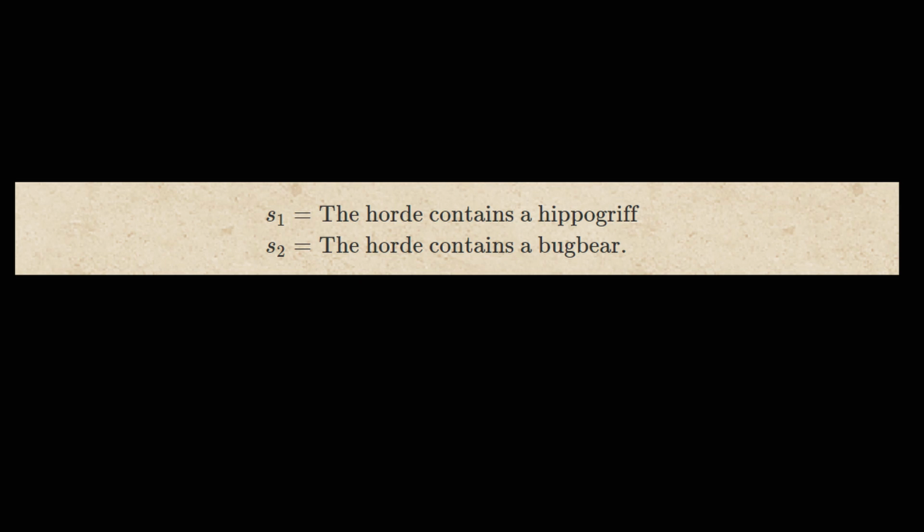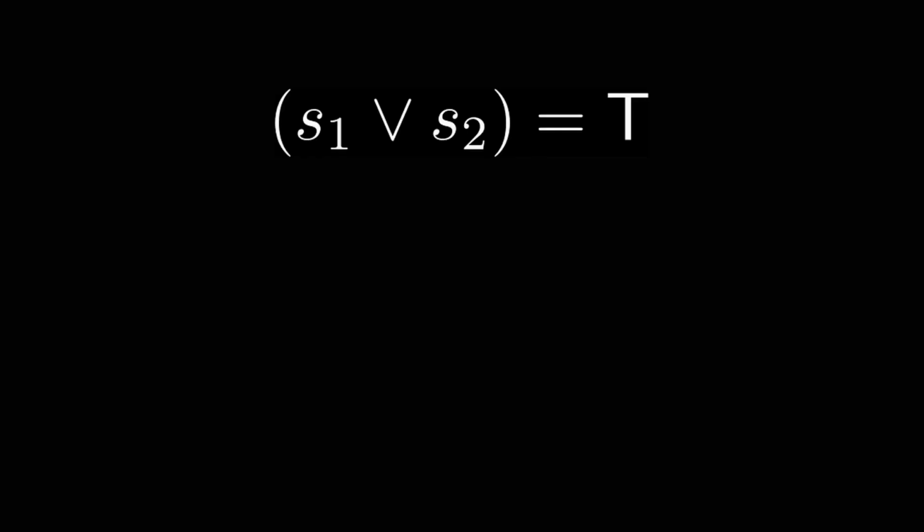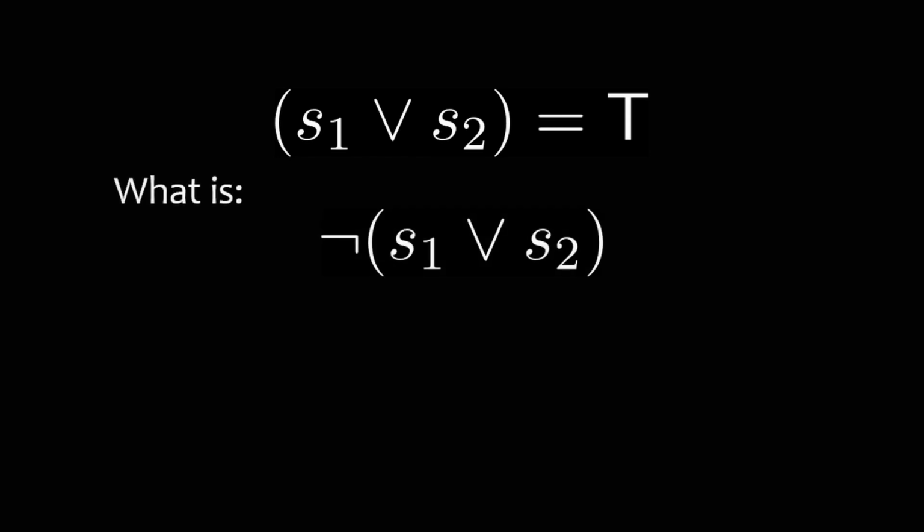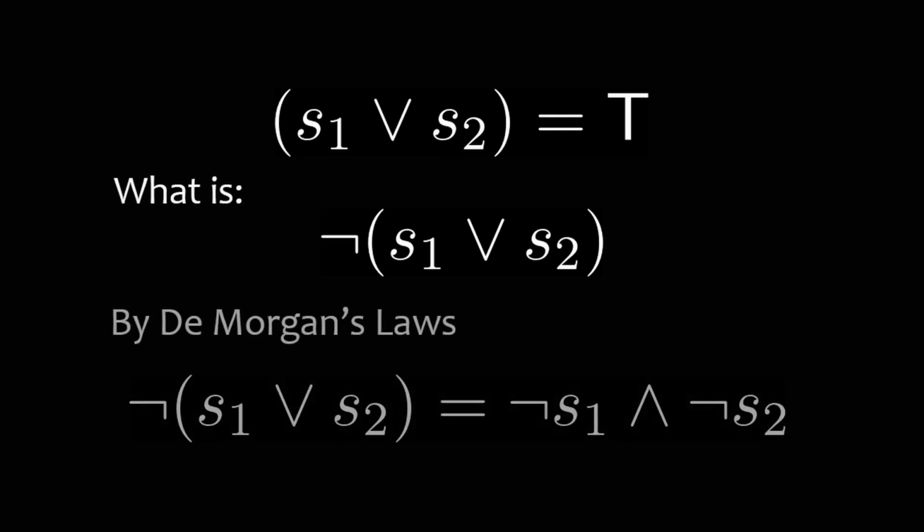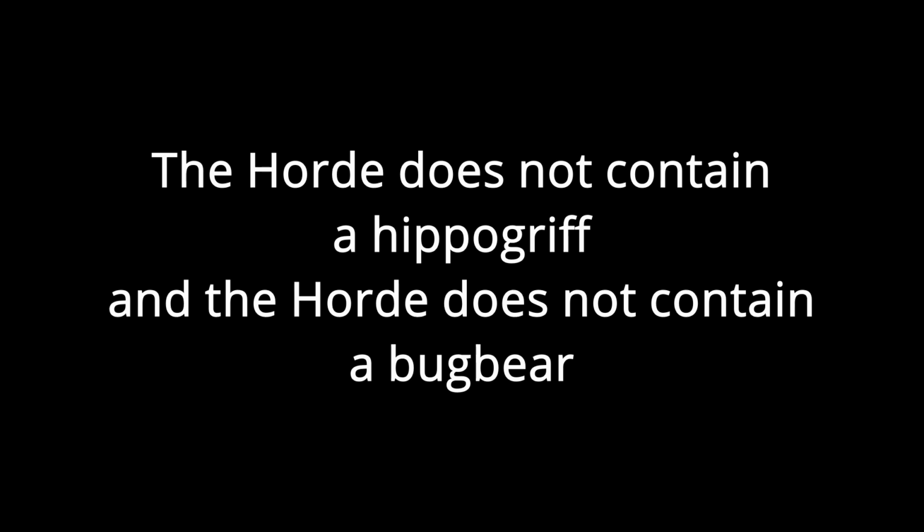So now let's talk about the story that we had at the beginning of this lesson. In the ranger story at the beginning, let's let S1 be that the hoard contains a hippogriff, and S2 is that the hoard contains a bugbear. Using our logical notation, the ranger believes that S sub 1 or S sub 2 is true. So the question to be considered is, what is the negation of this event? Using De Morgan's laws, the negation of the quantity S1 or S2 is the negation of S1 and the negation of S2. So in English, the negative of the statement, the hoard contains either a hippogriff or a bugbear or both, is the hoard does not contain a hippogriff and it does not contain a bugbear.